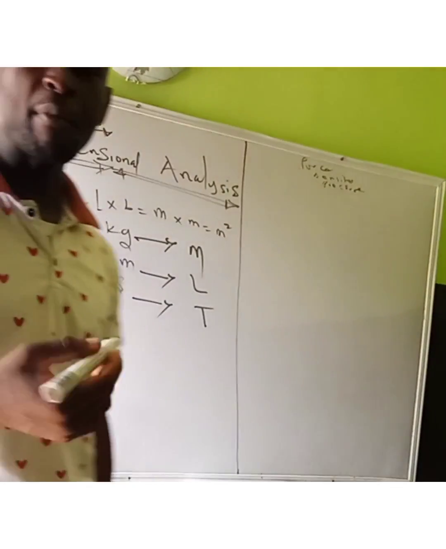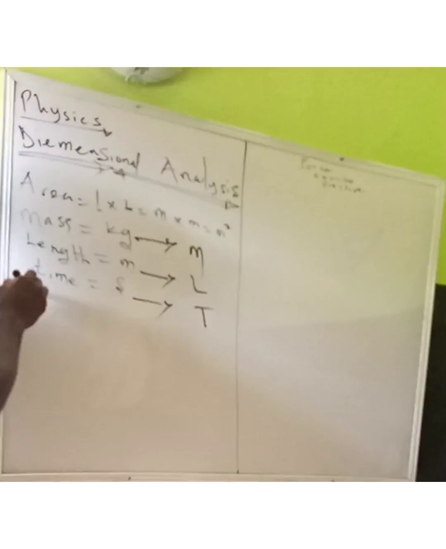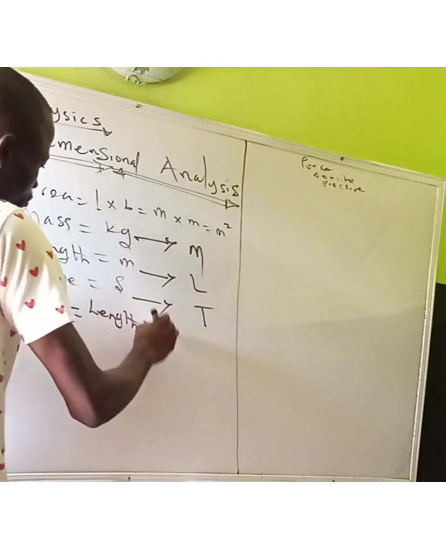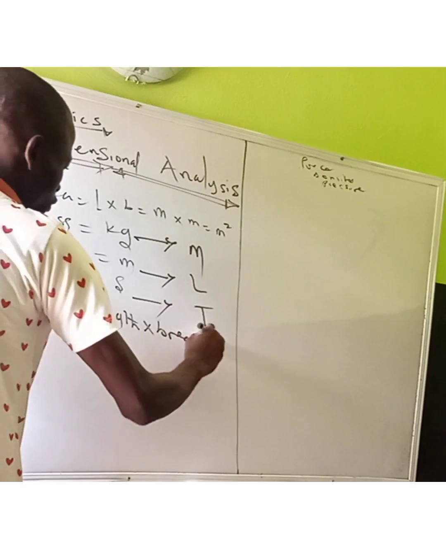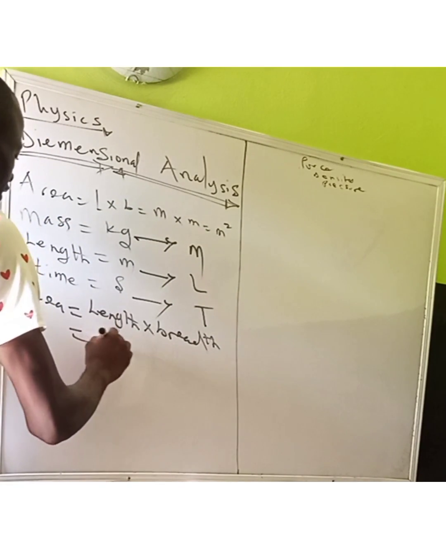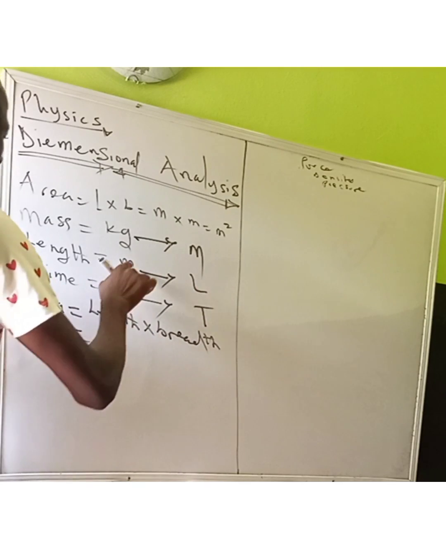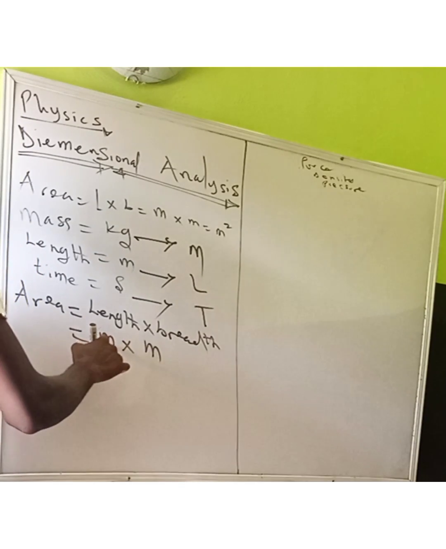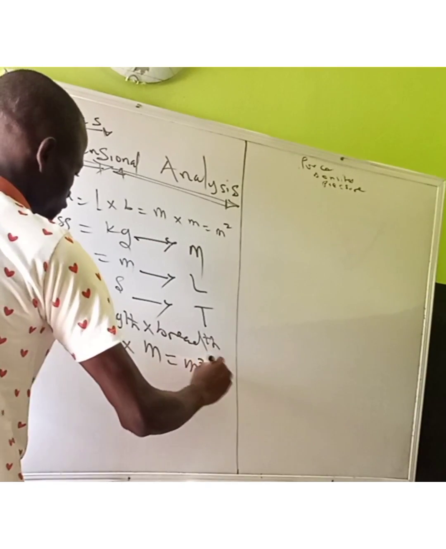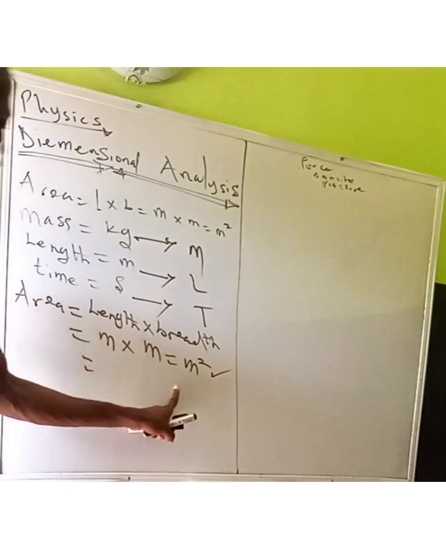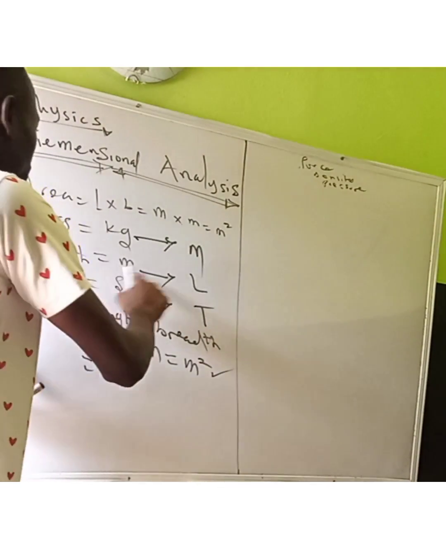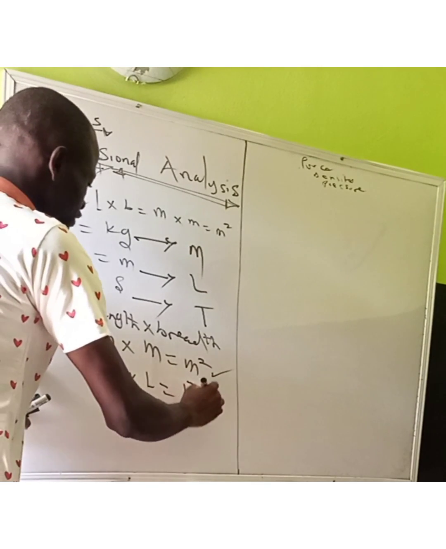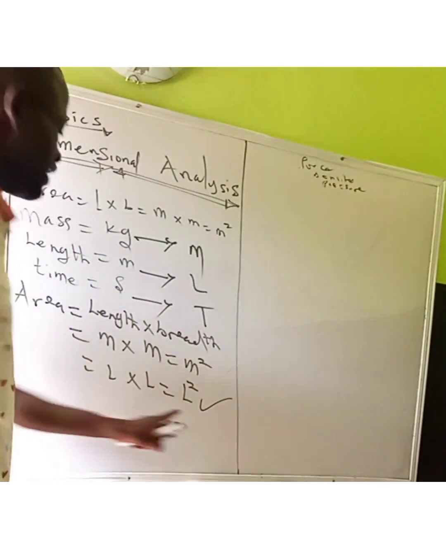If I ask you what is the dimensional unit for area, already you know that area is the length times the breadth. The length is measured in meter, times the breadth is also measured in meter, giving you meter square. This is the unit for area. But dimensionally, this is not the unit for area. Dimensionally, m is equal to L, times m again is equal to L, giving you L square. This is the dimensional unit for area.